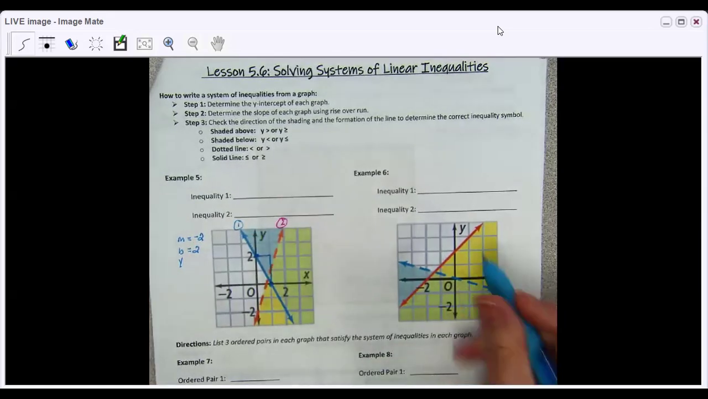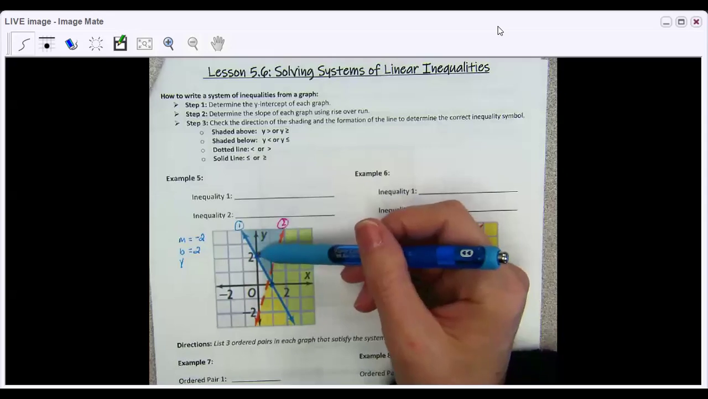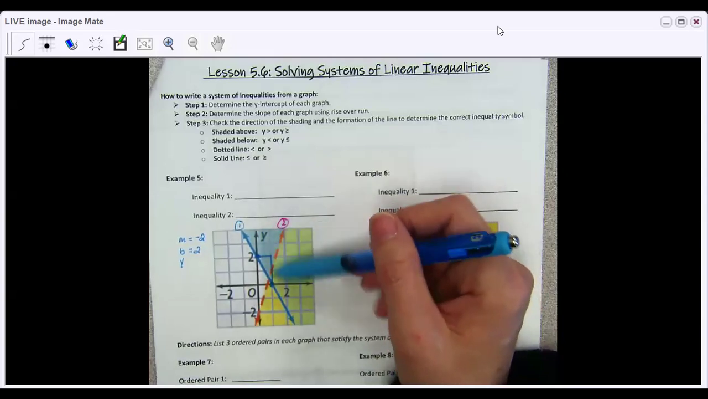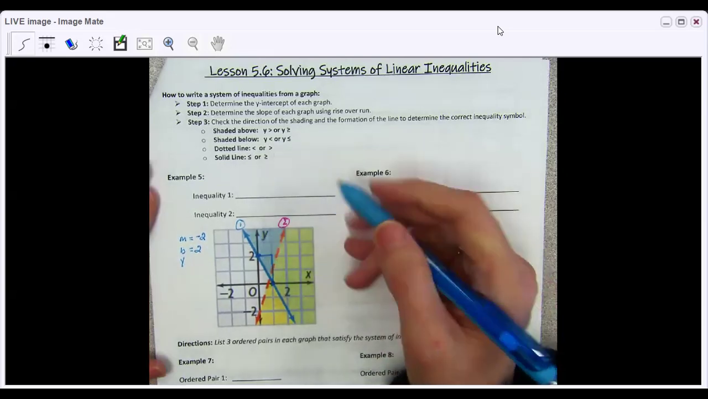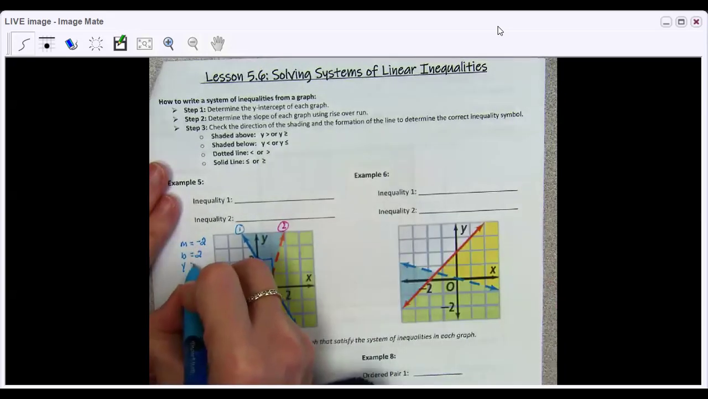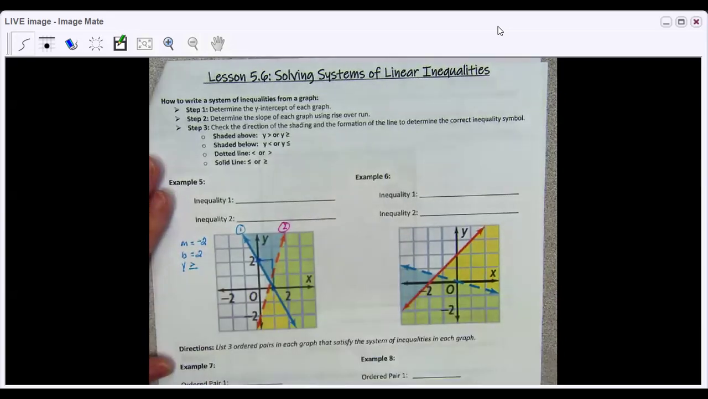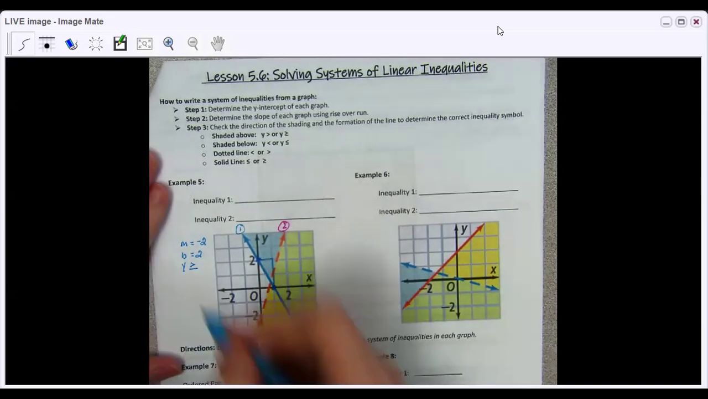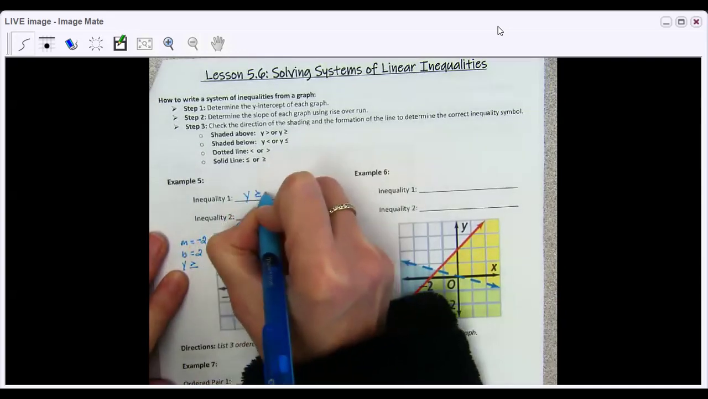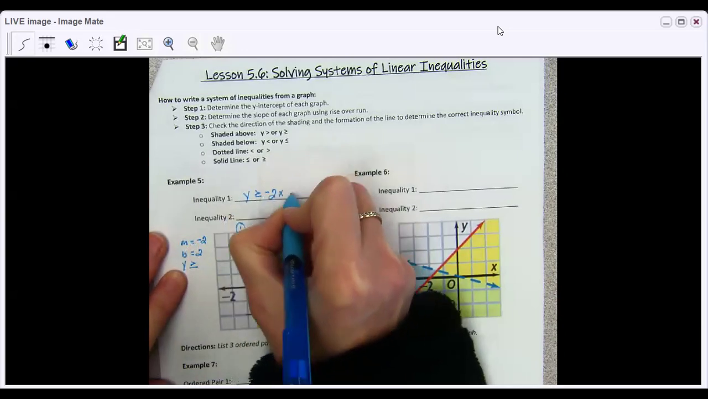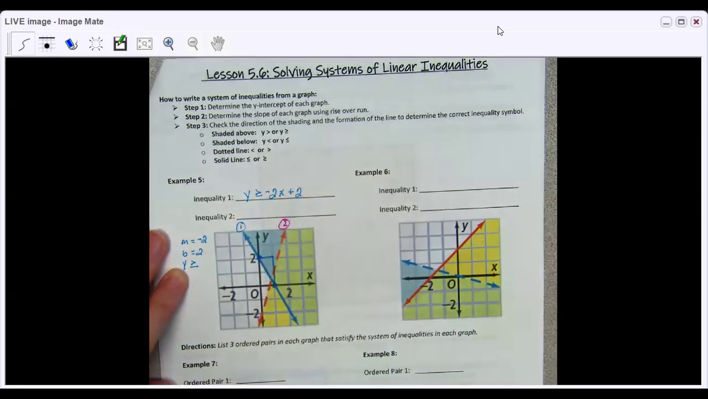Now I have to look at my shading. Now, if I look at my blue shading, it's right here. It's above the line, and it's solid. So since it's above the line, it's greater. And since it's solid, it's also equal to. So I'm going to write my equation. Y is greater than or equal to negative 2x plus 2.